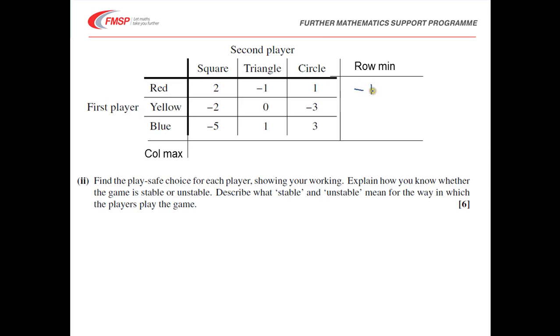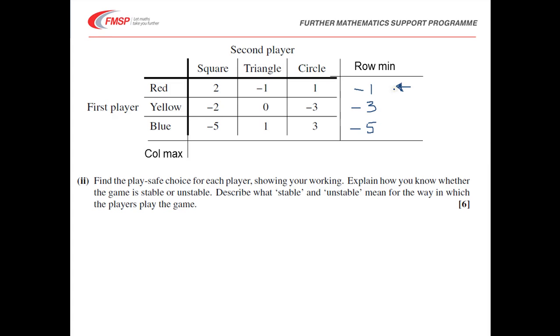If player 1 chooses red, it's -1. If first player chooses yellow, then that's going to be -3. That's the row minimum. And if they choose blue, it's -5. And what we want to do is take the maximum. So that is going to be the best thing, because we're going to lose the least here. So we maximize the row minimum.